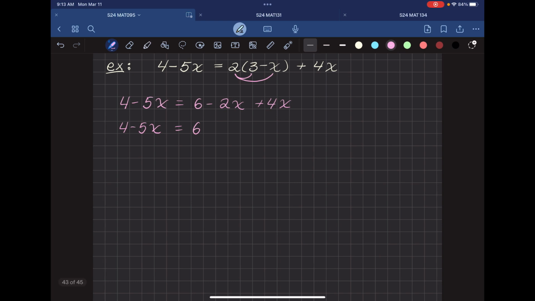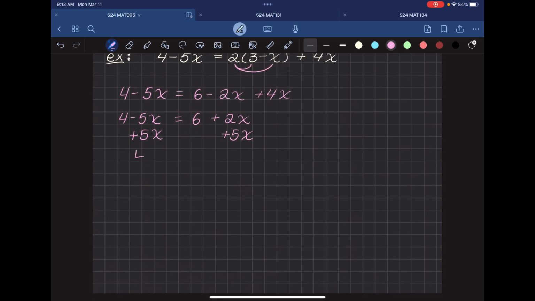We have a minus 2x and a plus 4x. Those combine to be positive 2x. Think, if you have negative 2 plus 4, that gives you a positive 2. Now we're going to move our variable to one side. I'm going to go ahead and add 5x to both sides. So we end up getting 4 is equal to 6 plus 7x.